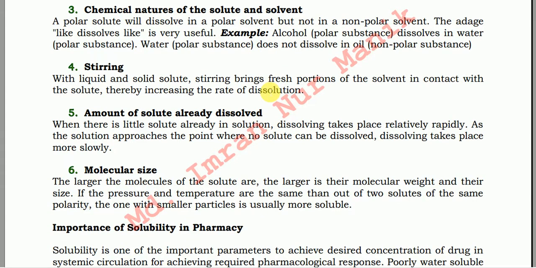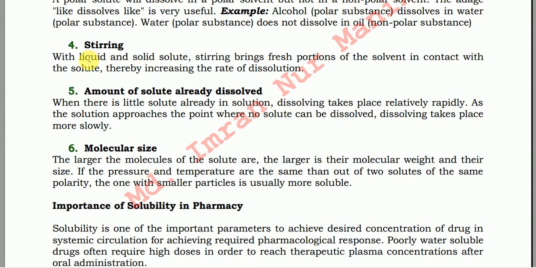Number four, stirring. With liquid and solid solute, stirring brings a fresh portion of the solvent in contact with the solute, thereby increasing the rate of dissolution. Whenever you are trying to make a solution and you are not stirring the solvent, then the rate of production of the solution will be very slow. But if you use a stirrer and produce a gentle stirring, then it will produce a solution faster than ever before.